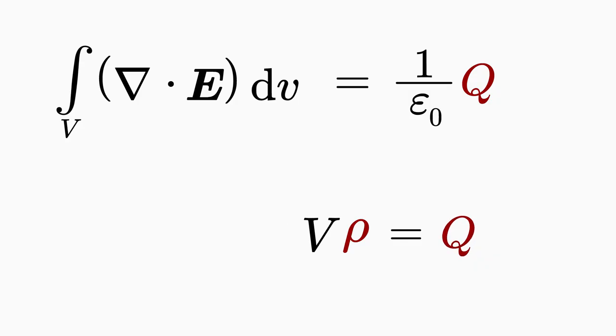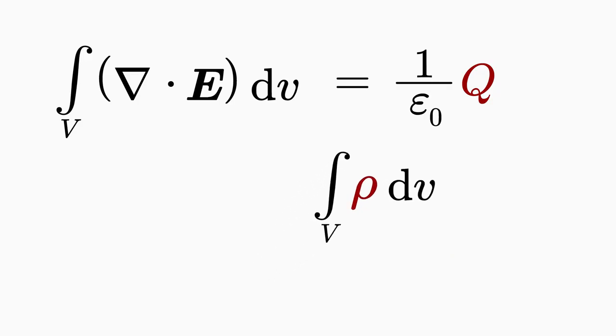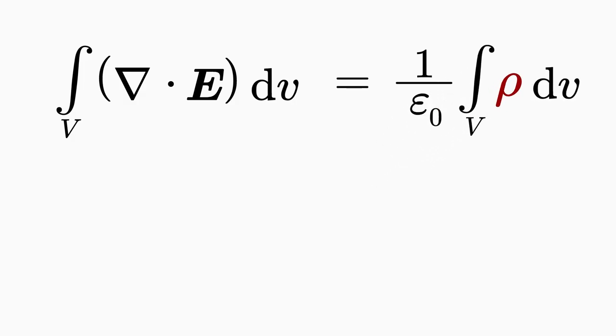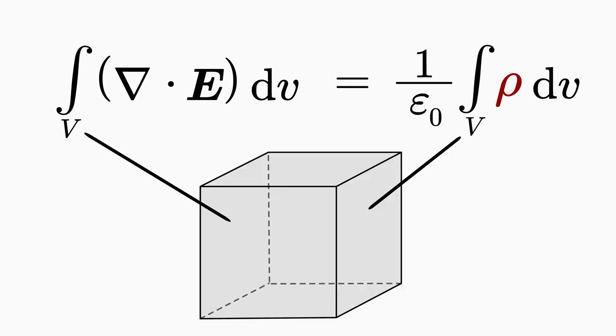The volume V can generally be written in the form of a volume integral. That is, the volume integral of the charge density ρ over volume V is the charge enclosed in that volume. This turns the right-hand side of the Maxwell equation into a volume integral. As you can see, we integrate over the same volume V on both sides.